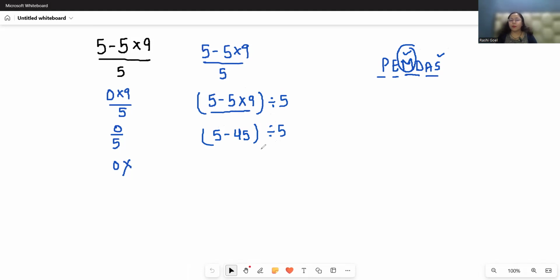Now what is left? The bracket and division. So again we have to first give priority to the bracket. So in the bracket is 5 minus 45, which equals 40, but with a negative sign, divided by 5. So minus 40 divided by 5 is minus 8. So what is the correct answer? Minus 8, not 0. I hope it's clear and you learned something new.